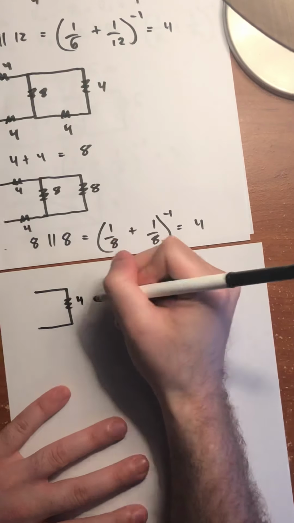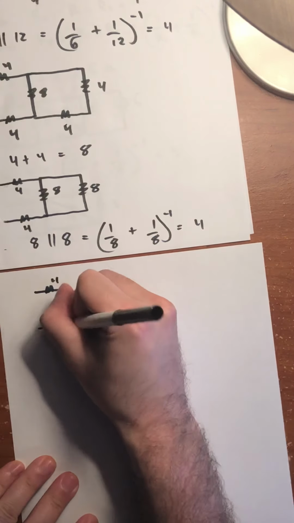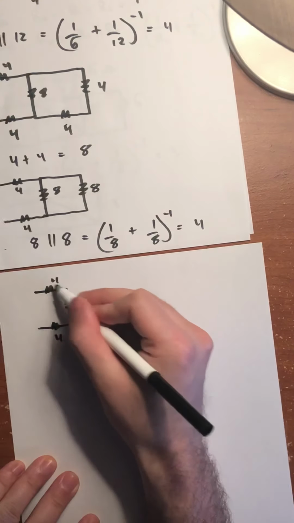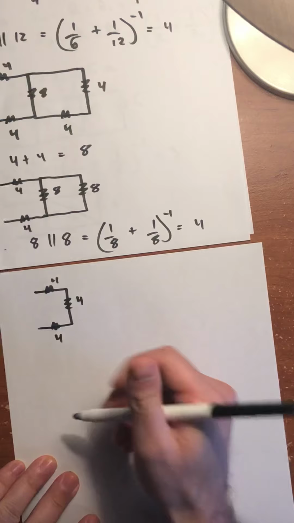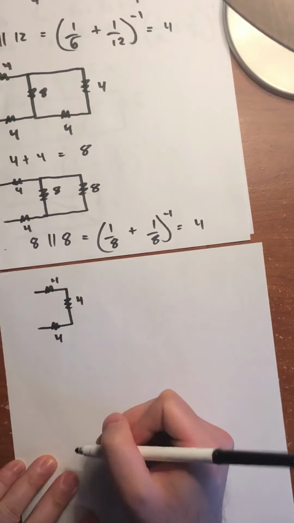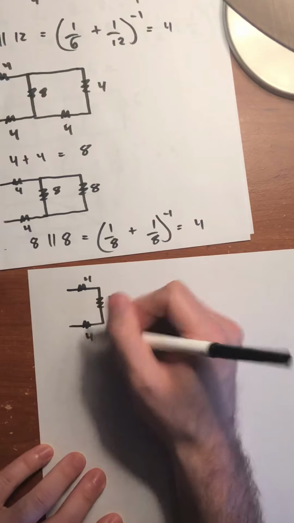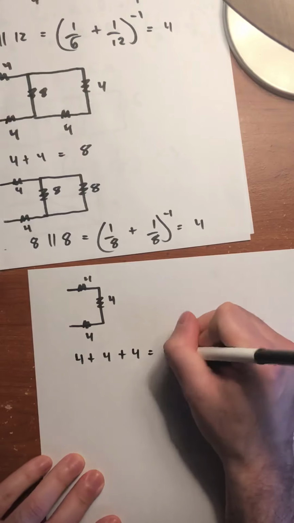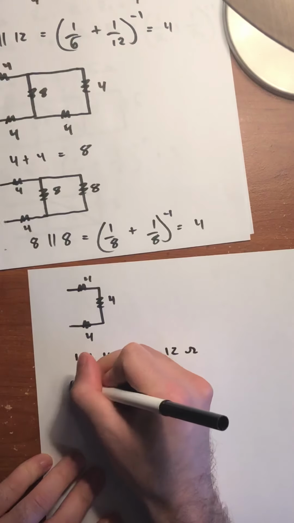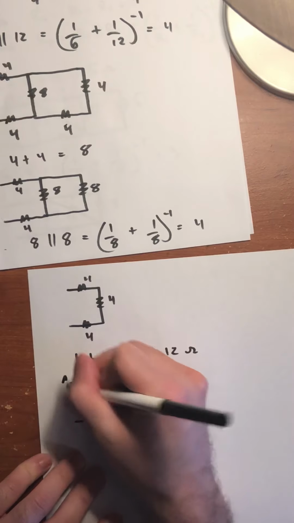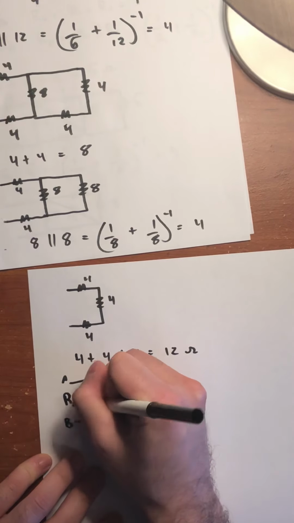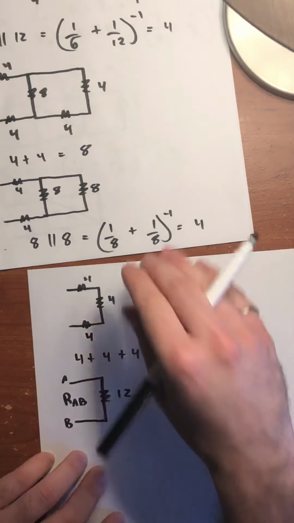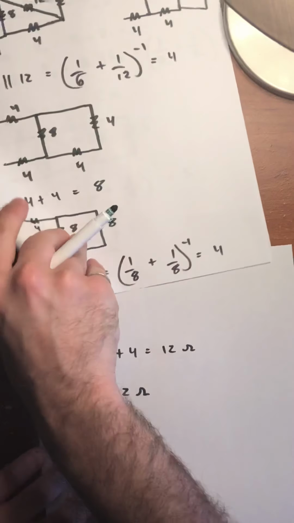So we have 4, 4, 4. The current that goes through here is the same current that goes through all these resistors. Since the current is the same through all of them, these 4 ohm resistors are in series. So 4 plus 4 plus 4 is equal to 12 ohms. Therefore, the equivalent resistance between terminals A and B, R_AB, is 12 ohms.